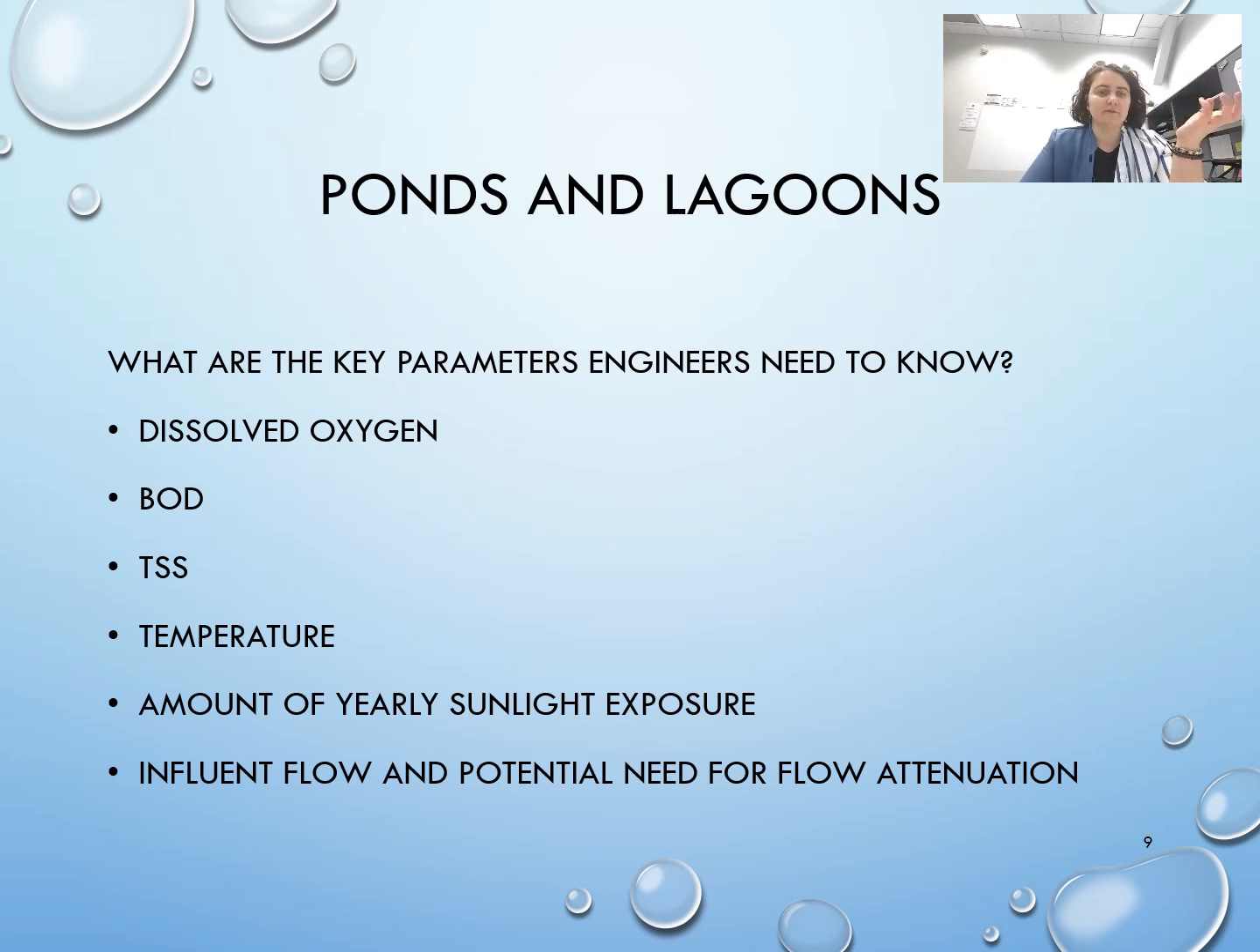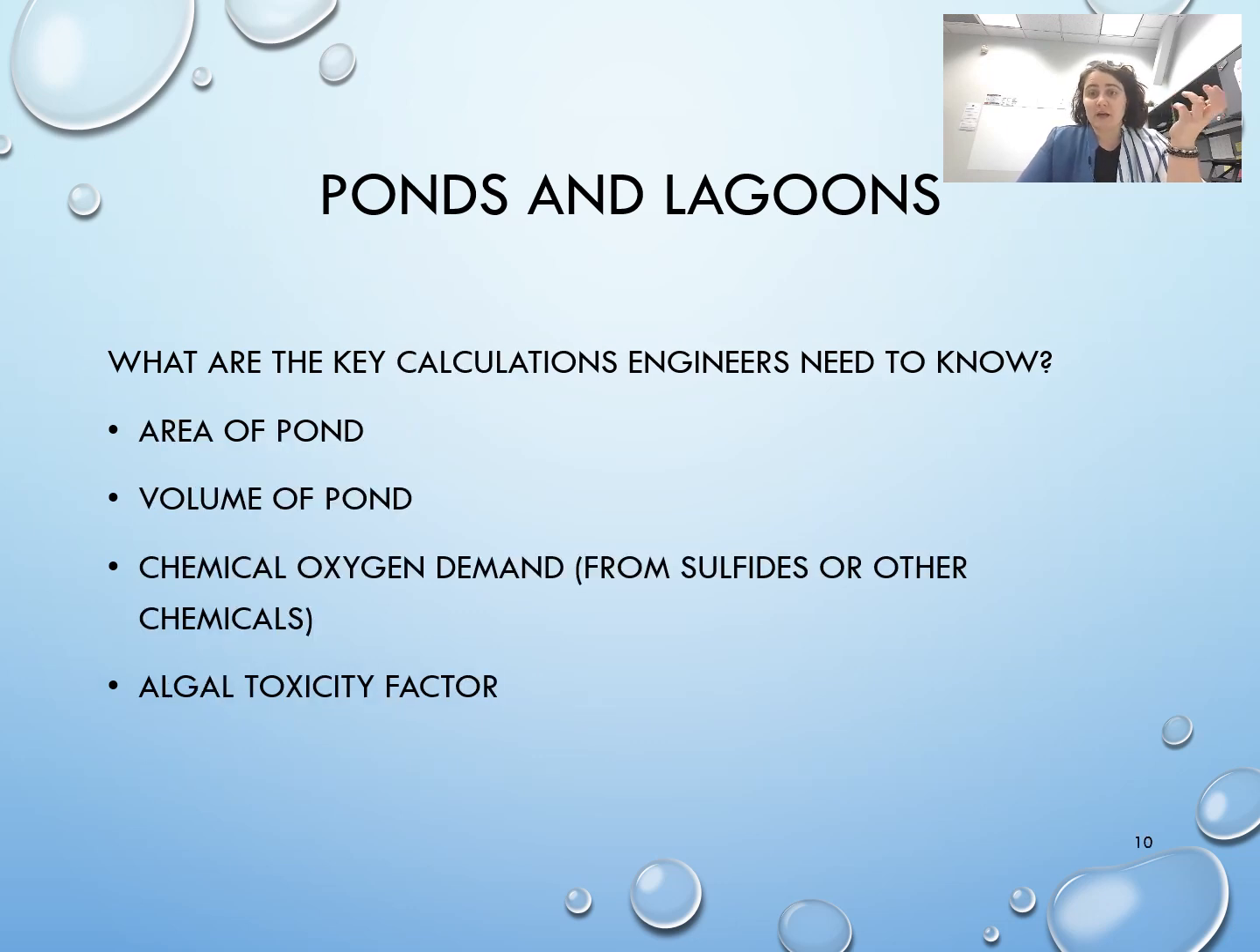And then we need to know our influent flow and maybe a potential need for flow attenuation. So a lot of these ponds naturally attenuate flow, so they slow it down and let water kind of settle in the system, and so we just need to be aware of that. When it comes to calculations, there's not a lot when it comes to these systems, but the biggest ones are going to be area of the pond, cross-sectional areas, and then volume of the pond. Those are really the important ones here.